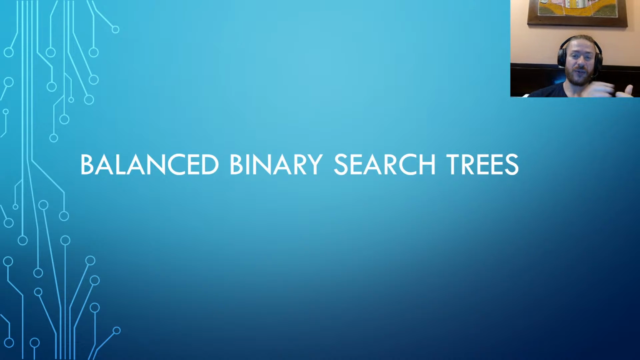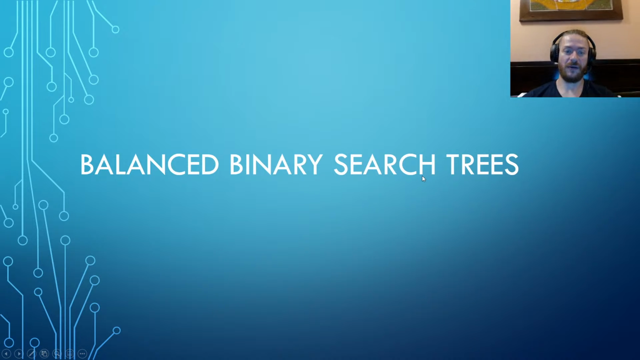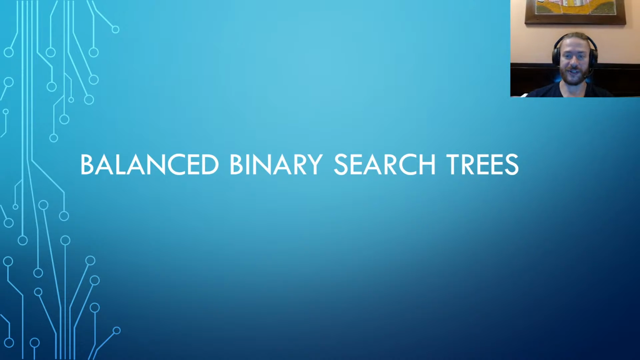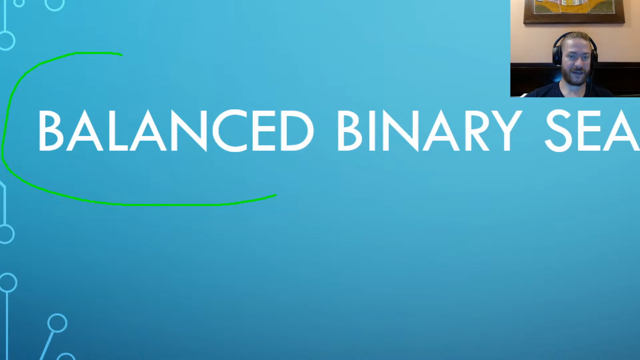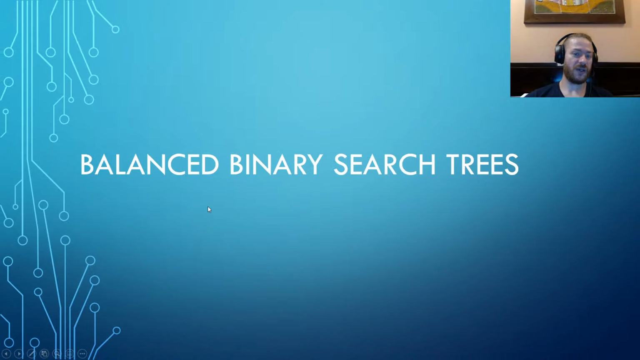We have a binary search tree, which means we have an order of these nodes. All the smaller ones are on the left and the bigger ones are on the right. That's the property of a binary search tree. It's ordered. And now let's see what's a balanced binary search tree, because we have an order but we don't have a balance.